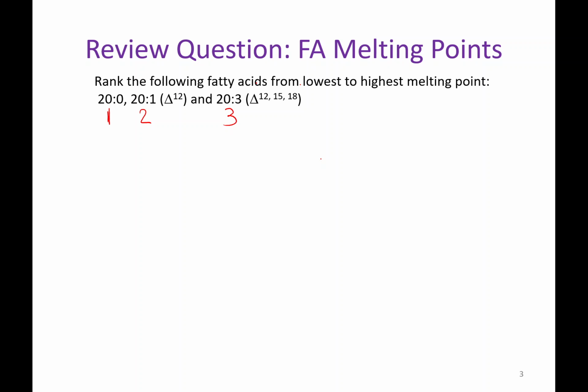If you remember, low melting point means they're more fluid. At a given temperature, it's going to be more in the liquid phase. As the number of double bonds increases, the melting point decreases. So 3 is actually going to have the lowest melting point, because it has 3 double bonds. 2 only has 1 double bond, so it will be next. And then finally, 1 will have the highest melting point because it has no double bonds. It's saturated.